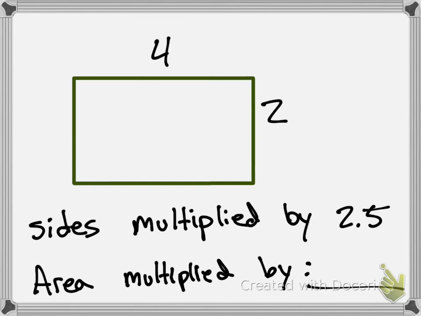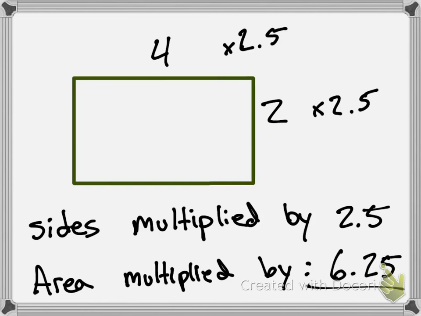So, here, the sides are multiplied by 2.5. If each of my sides are going to be multiplied by 2.5, then my area is going to be multiplied by what? If both of my sides are going to be multiplied by 2.5, what is my area going to be multiplied by, Ben? By what? No, by 5. Not by 5. That's just adding. By what? 6.25. Yes, because that is 2.5 times 2.5.